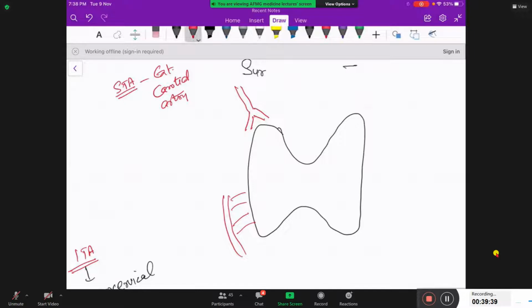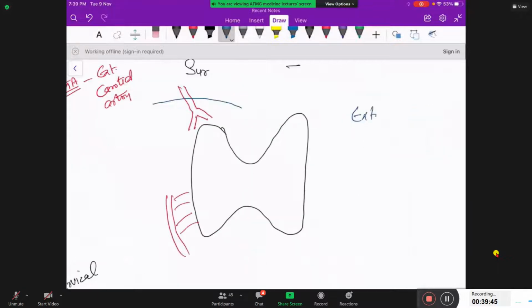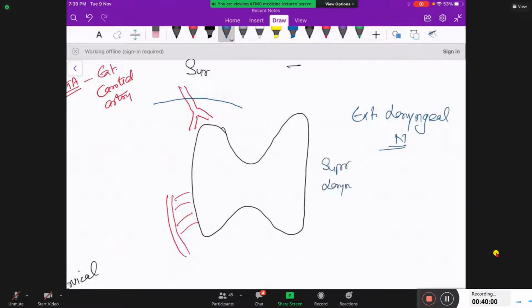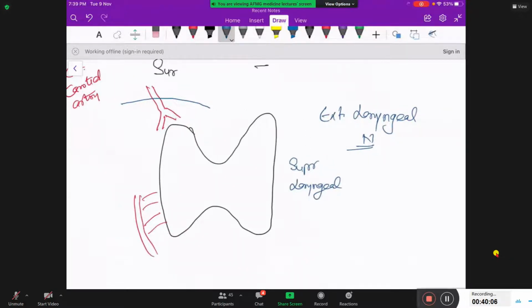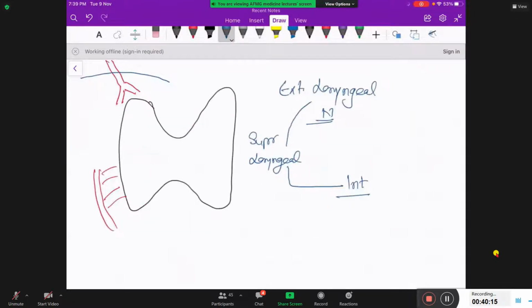Vagus nerve. It is related to the external laryngeal nerve. And this external laryngeal nerve is a branch of the superior laryngeal nerve. The superior laryngeal nerve gives two branches: internal branch and external branch. Superior laryngeal nerve gives internal and external laryngeal nerve branch.